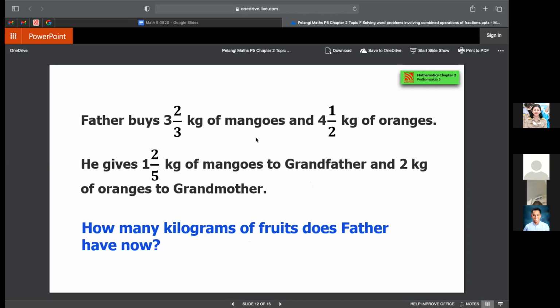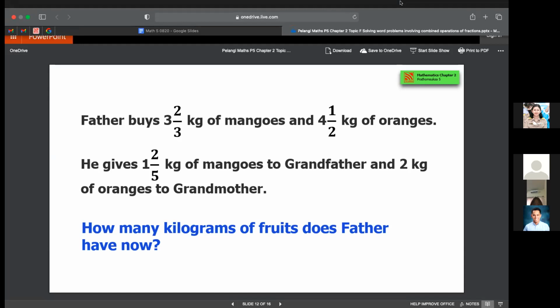If you can still follow, we try to solve that. 3 and 2/3 plus 4 and 1/2. Change to improper fraction. 3 times 3, 9 plus 2, 11 thirds. The other one, 2 times 4 is 8 plus 1, 9 halves, or 9/2. Okay, for the total number of fruits, you will have 6 as the denominator because the LCM of 3 and 2 is 6. So 22 plus 27, you will have 49/6.